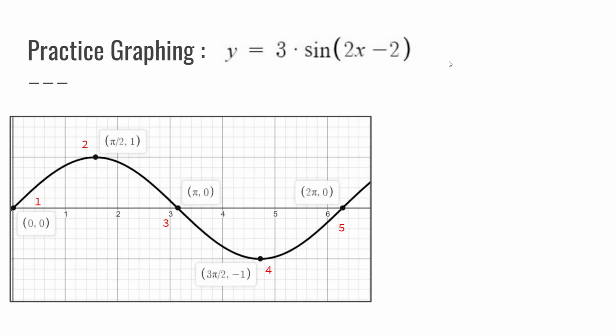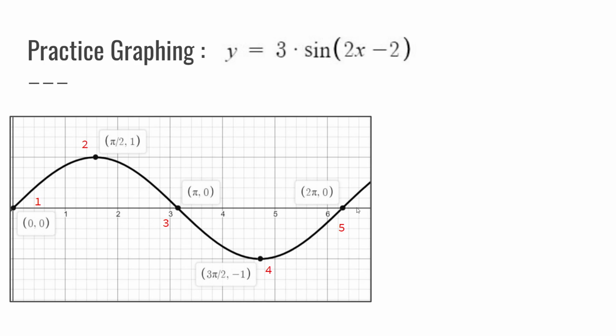First, let's take a look at our parent graph, right? We start at 0, 0. Pi over 2, which is 90 degrees, has a point of 1, which if you think back to your unit circle, you should know sine of pi over 2 is 1. Sine of pi should be 0, sine of 3 pi over 2 should be negative 1, and sine of 2 pi should be back to 0, right? This is a full sine revolution in the unit circle. So just plugging the radian value into the sine function, we should be able to visualize this pretty well.